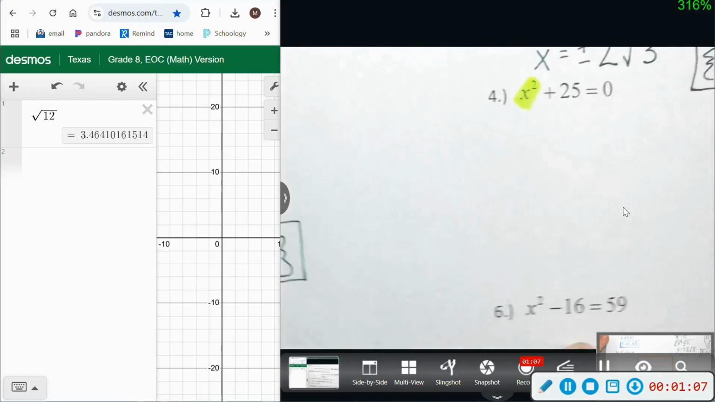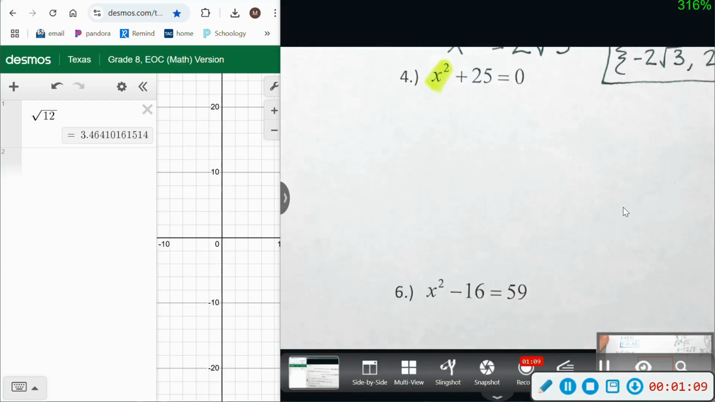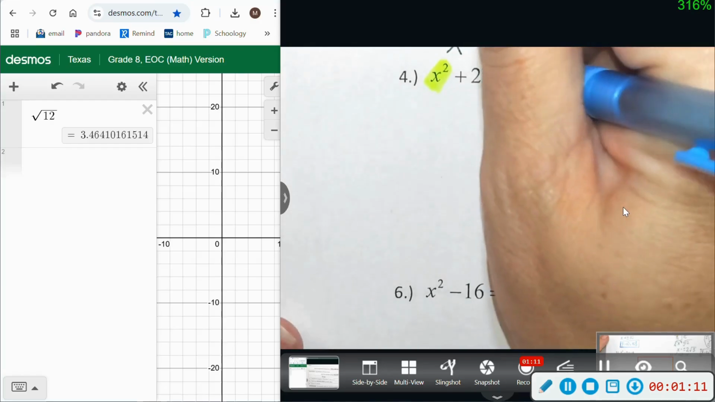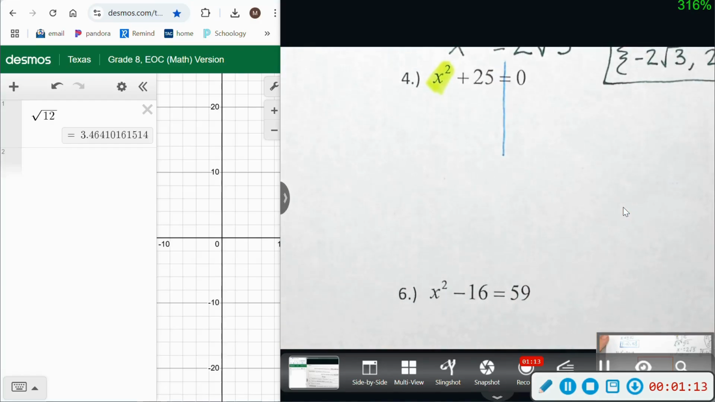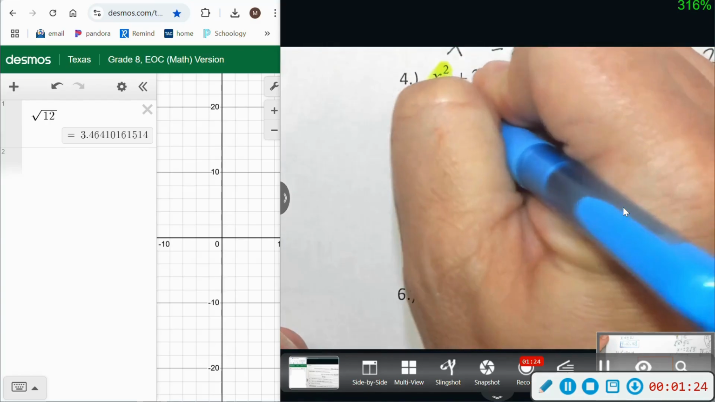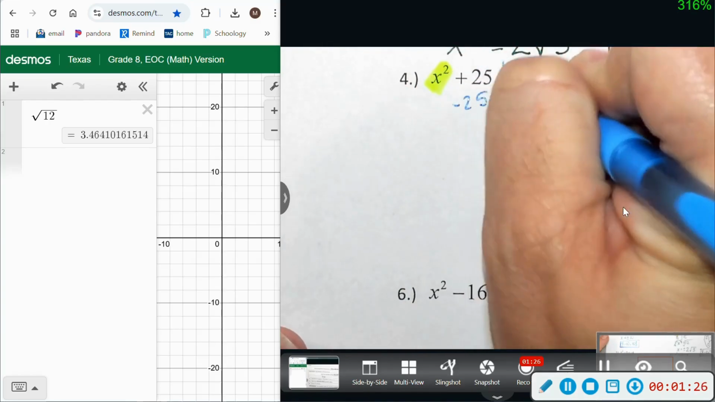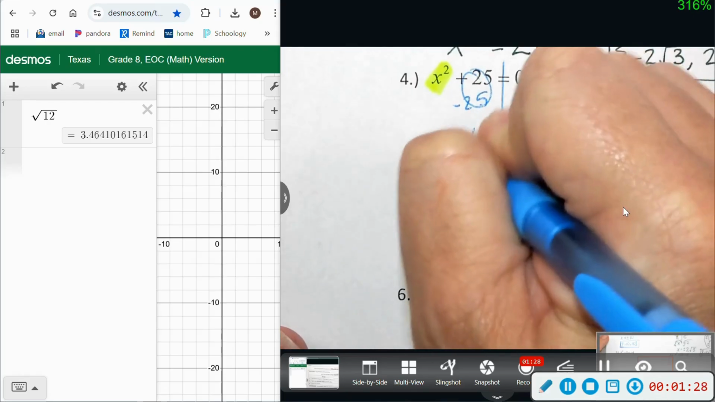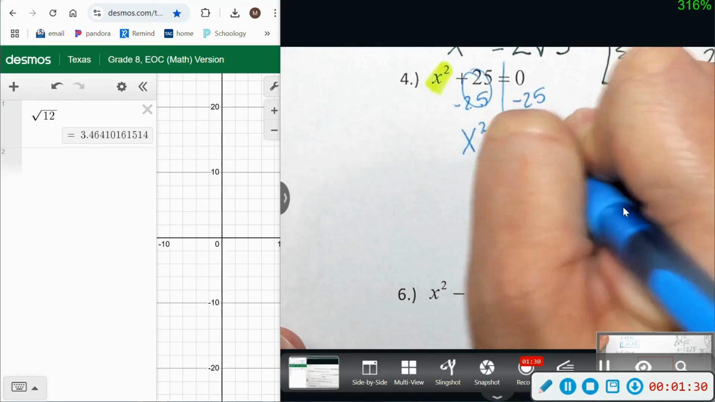Okay, y'all should be getting x squared alone on number 4. What do I need to move? The 25. How do I move a plus 25? Minus 25. So I'm going to subtract 25 from both sides. And I get x squared equals -25.